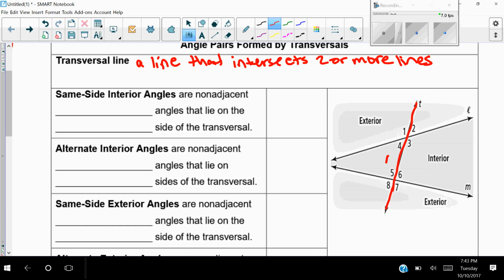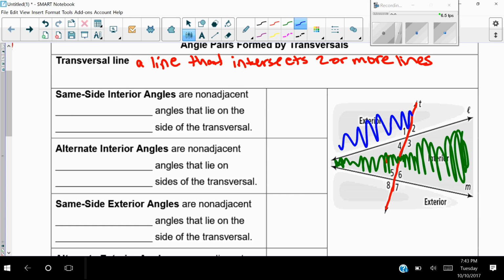So first, I want you guys to stop the video or pause it and get out two colors. We need blue and green. Our green color is going to be for the interior. I want you to shade this with a pen, a color pencil, or a crayon. And then the blue is going to be the exterior angles, which are going to be like 1 and 2, and 8 and 7. So these are my exterior angles, and my green ones are called the interior angles.